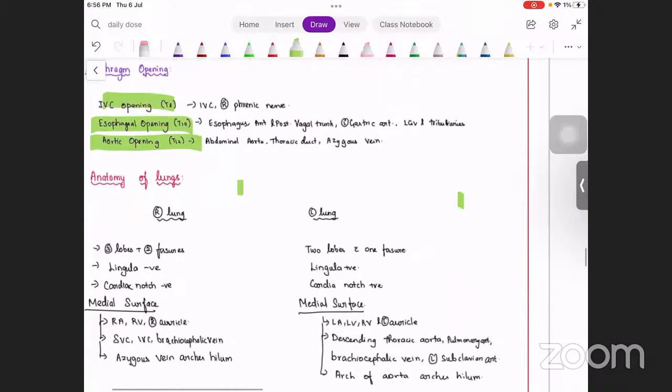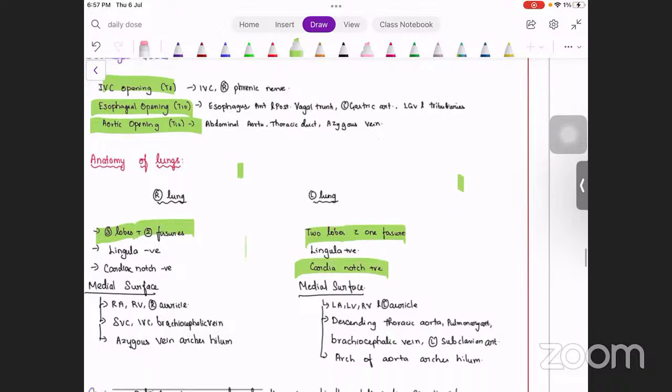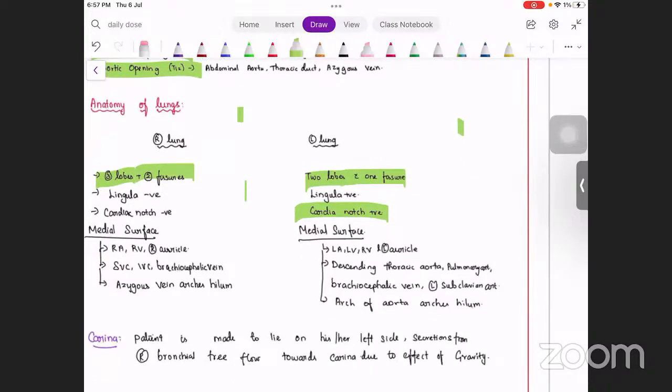Then you have the anatomy of lungs. The highlights of the anatomy of lungs are: the right lung contains 3 lobes and 2 fissures, while the left lung contains 2 lobes with 1 fissure. And you may have the cardiac notch in the left lung. And apart from that, you may have the bronchopulmonary segment. Speaking of bronchopulmonary segments, lingula is seen in the left lung, while lingula is not seen in the right lung.